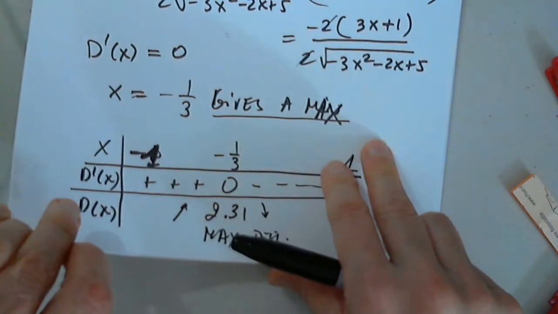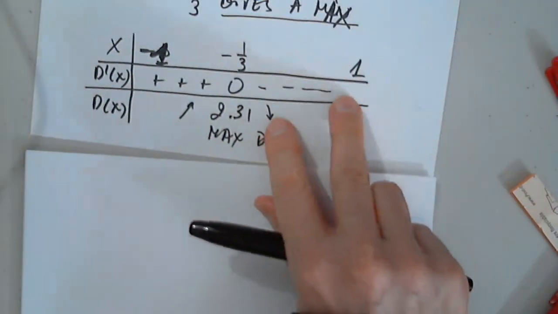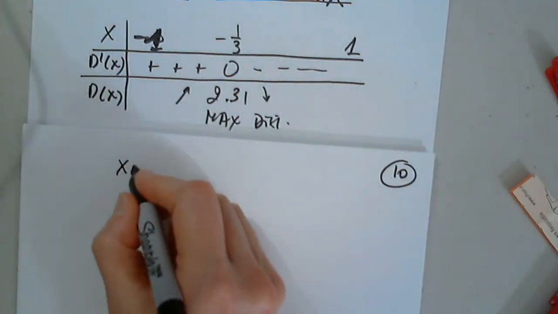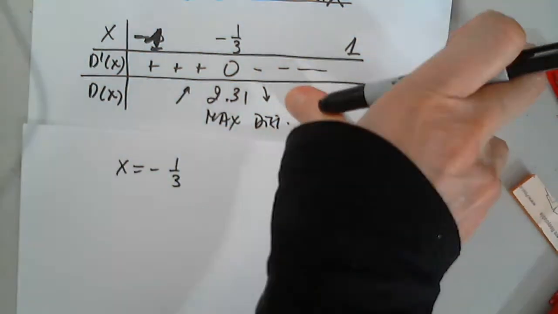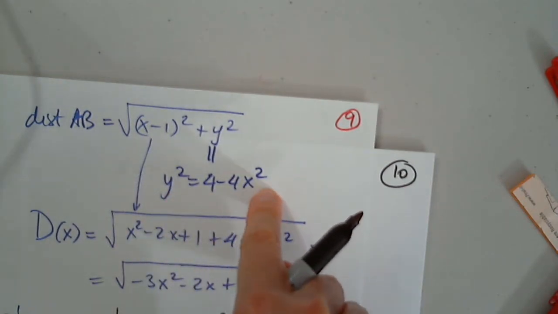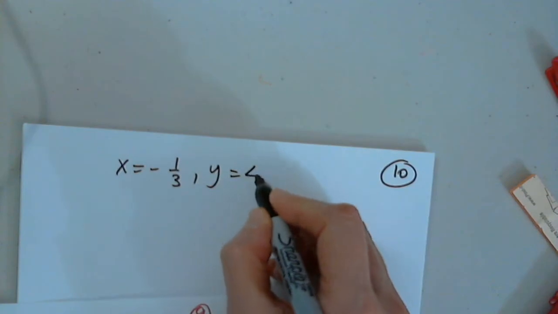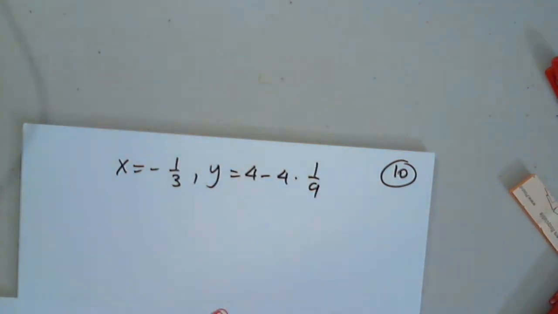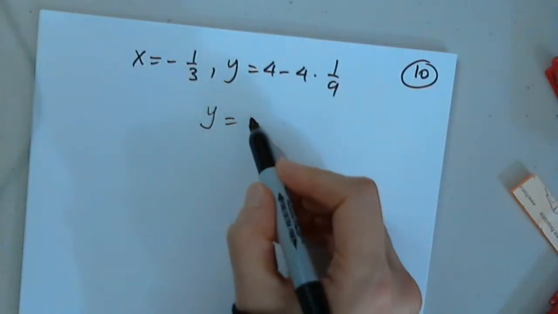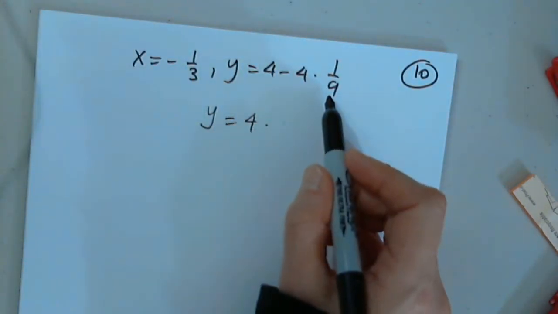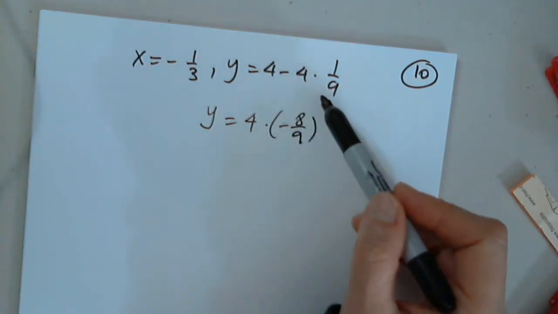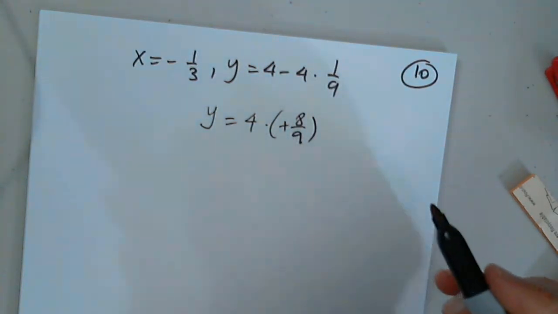Okay. So now I have to find a point. We're going to have 2 points, but I'm asked to find a point. So this is page 10. So I know that x equals negative 1/3. So now I have to find the y coordinate, knowing that x equals negative 1/3 squared, of course. So then y equals 4 minus 4 times 1 over 9. So then y will be 4 times negative 8 over 9. I factored 4 because it's easier for me. So 9 minus 1, so positive.